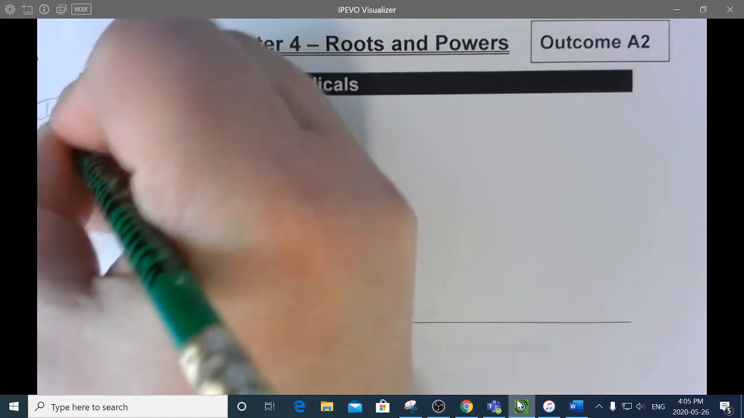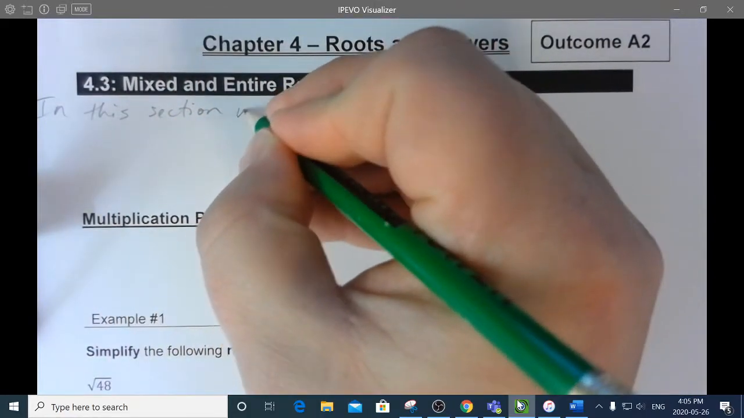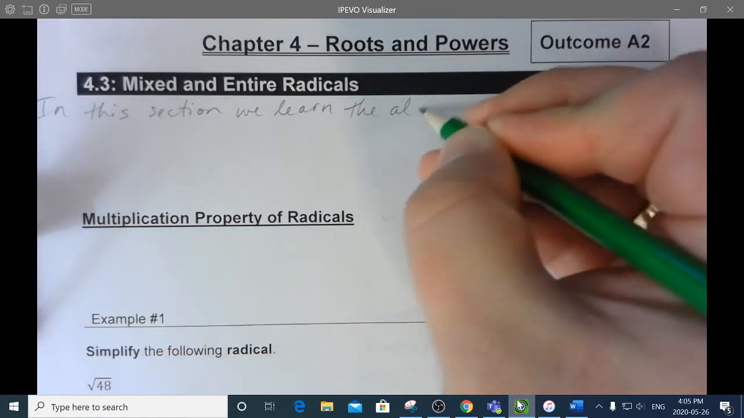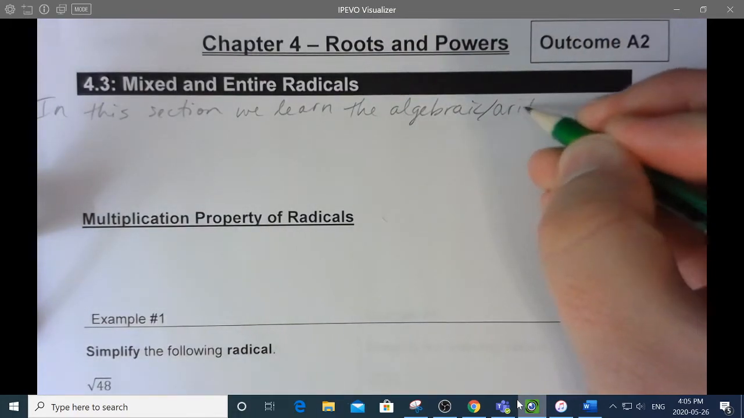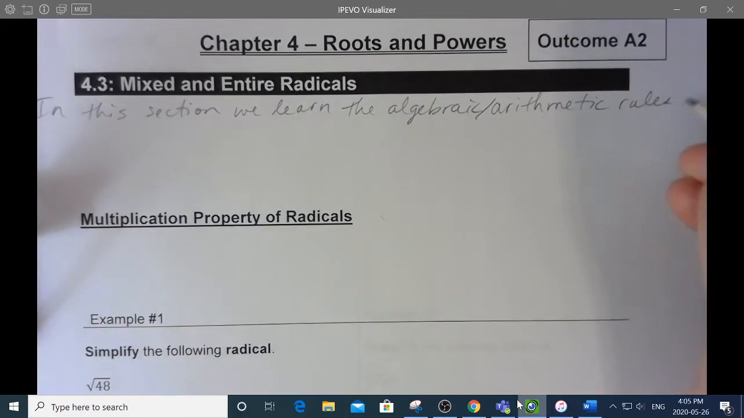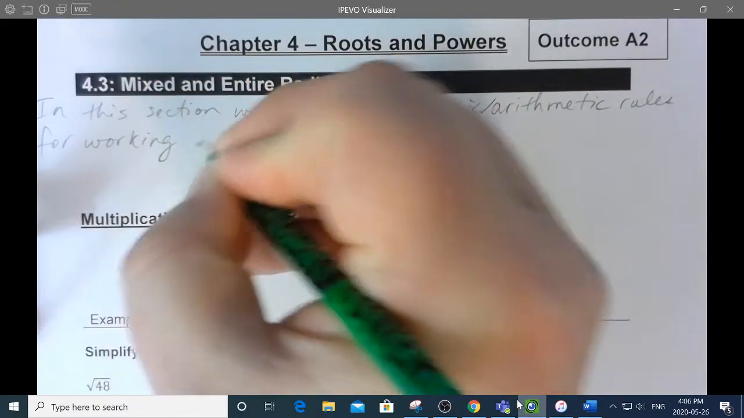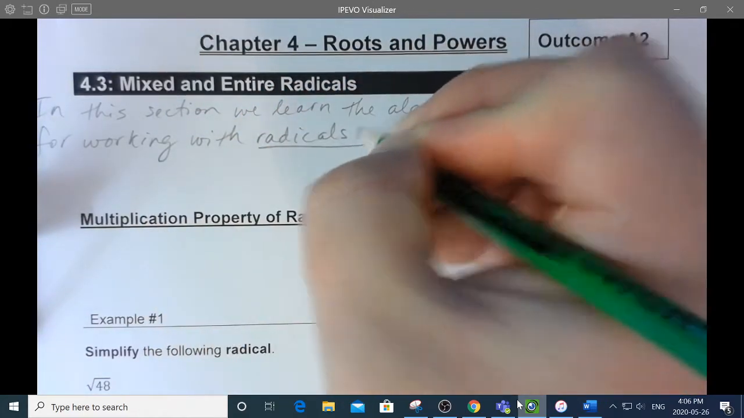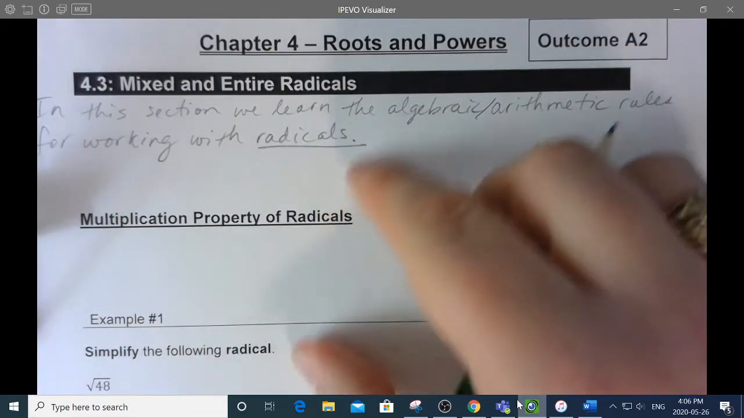We'll say in this section, we learn the algebraic/arithmetic rules for working with radicals. Cool. And while we're on the topic, I'm trying to save some space here, if you know why I'm writing so small.